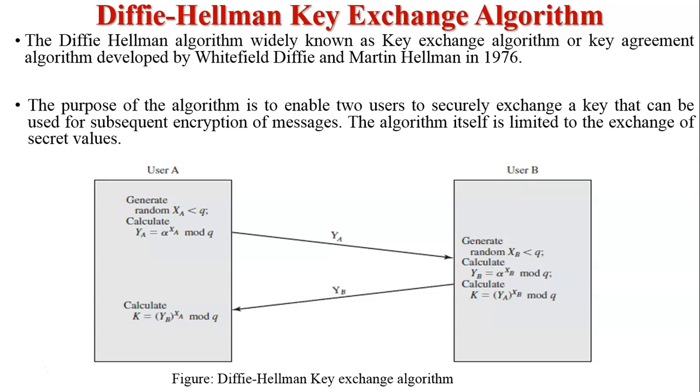Before encrypting the message, both user A and user B will calculate some values and generate the same key on both sides. In this figure you can see this is the calculate K and this is the calculate K. So both are the same key for user A and user B for the purpose of subsequent encryption. Now we will discuss how the algorithm works.